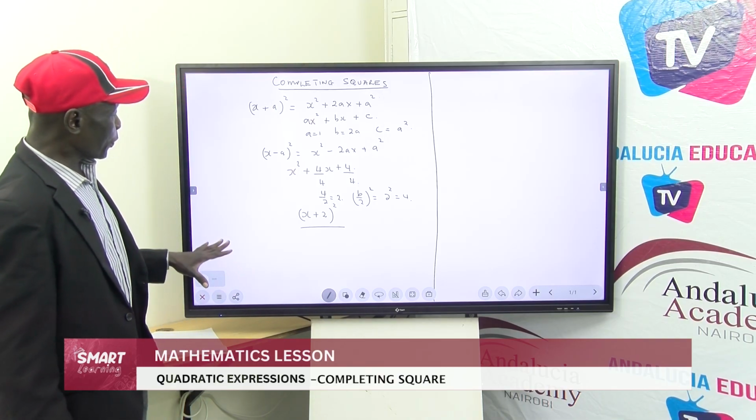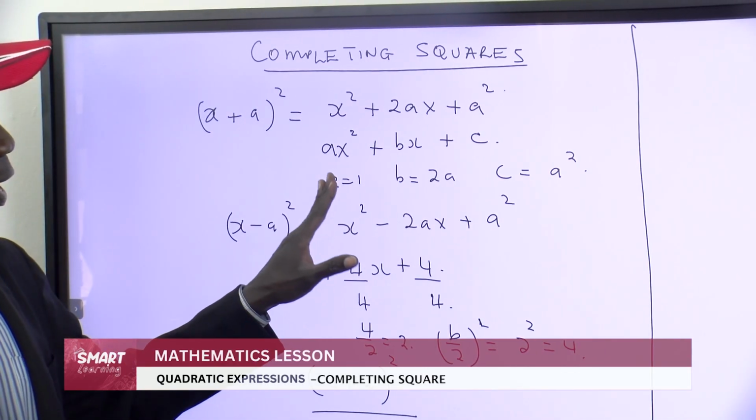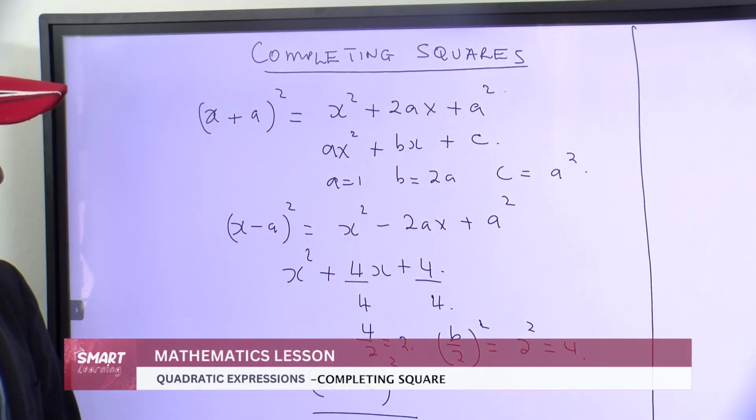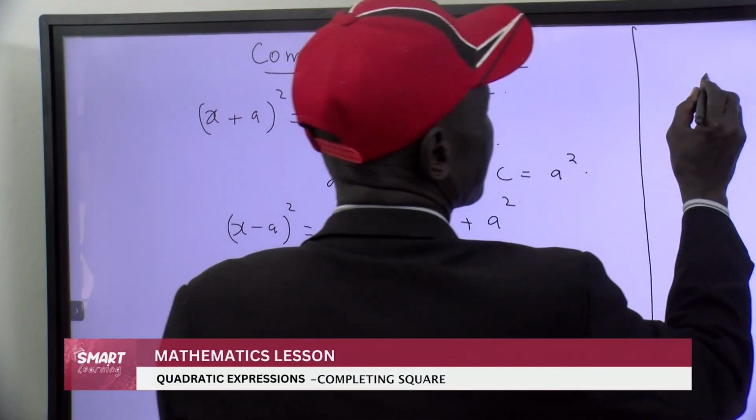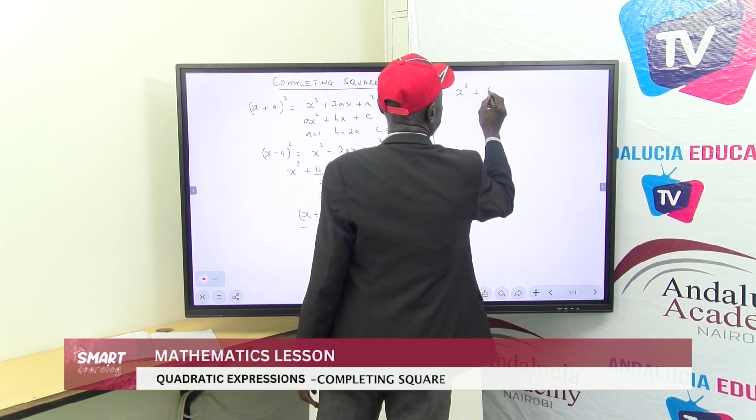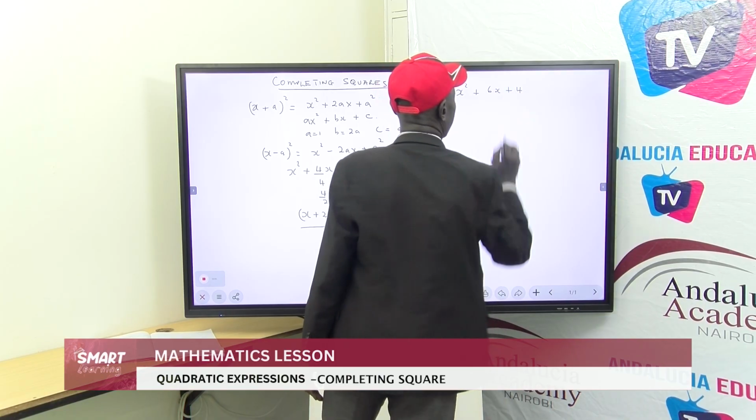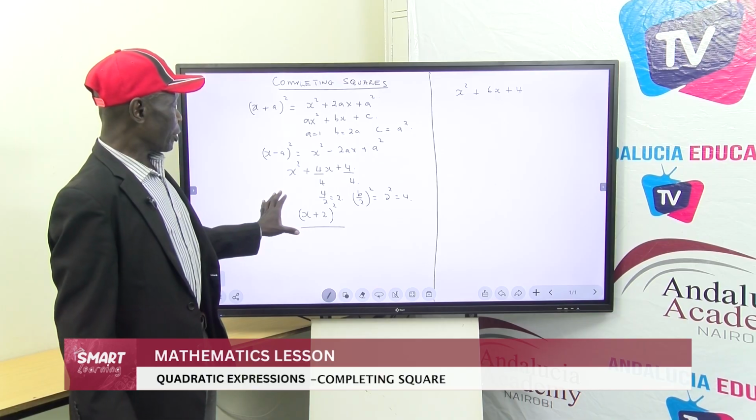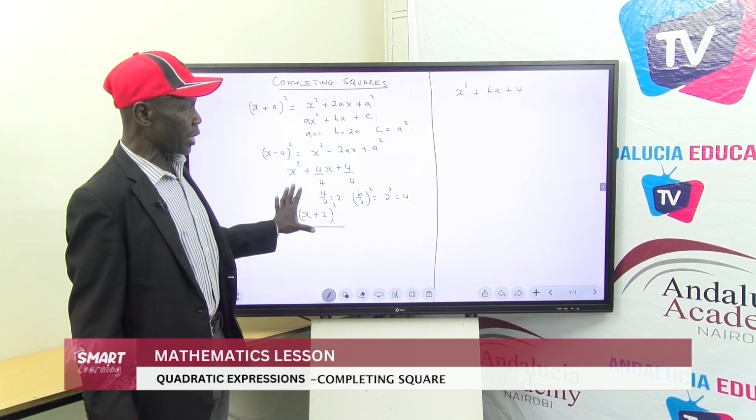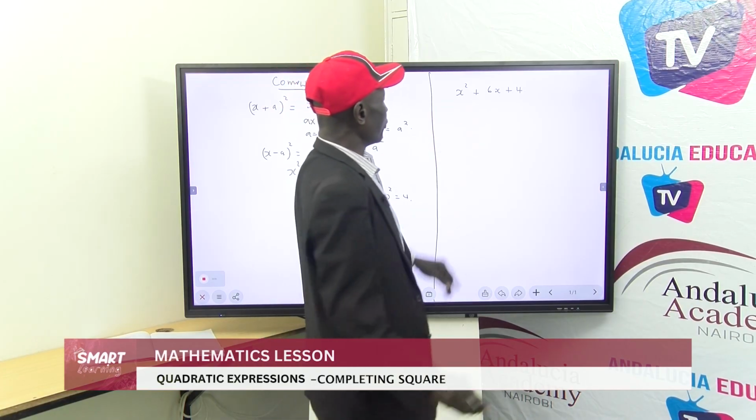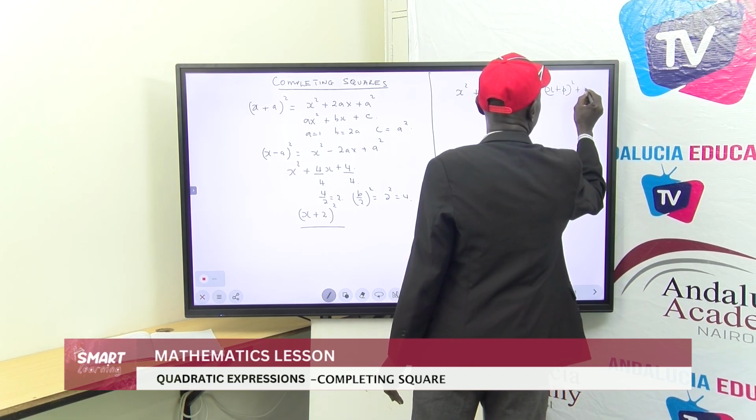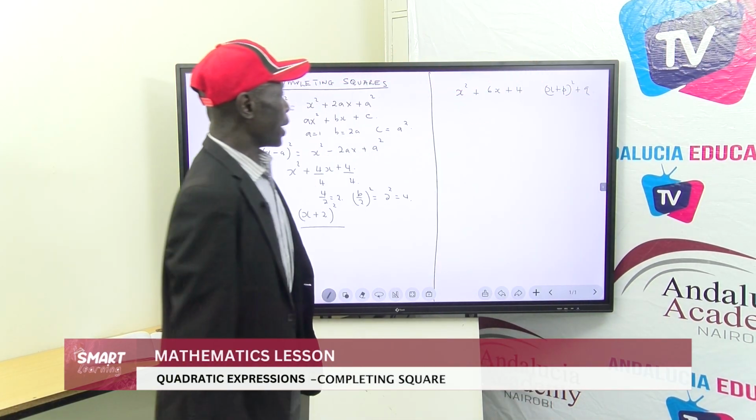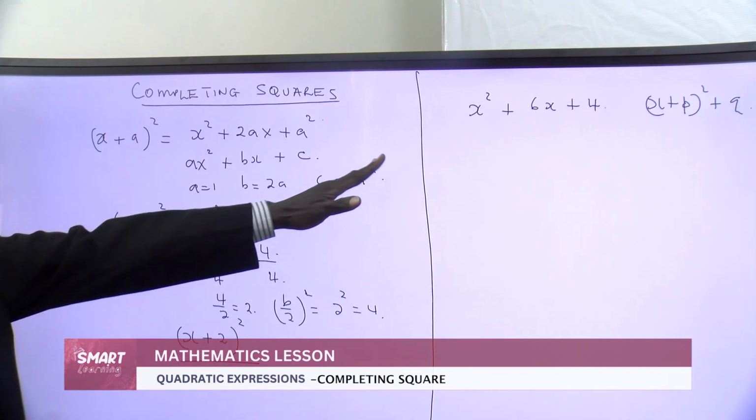But suppose I don't have a quadratic expression which is a perfect square. For example, if I have x squared plus 6x plus 4, how can I use this identity of perfect square to write this expression in the form of x plus p squared plus q? Now, I want us to try and write this one.